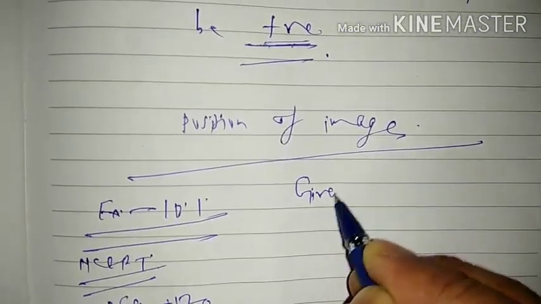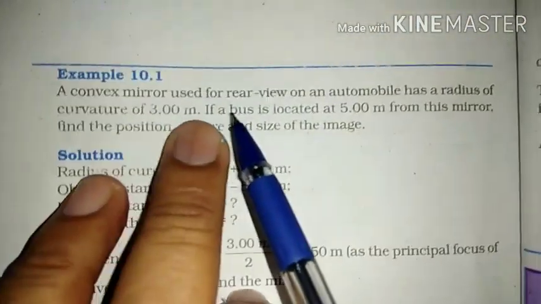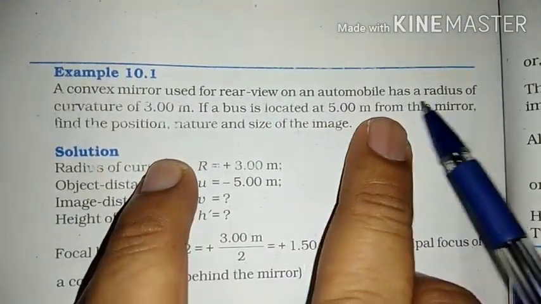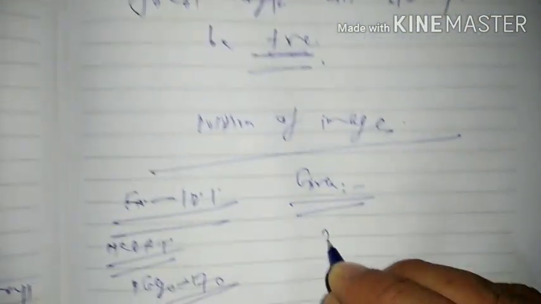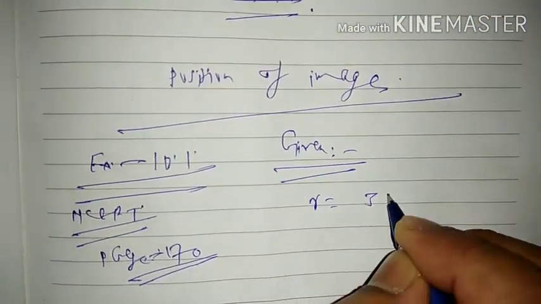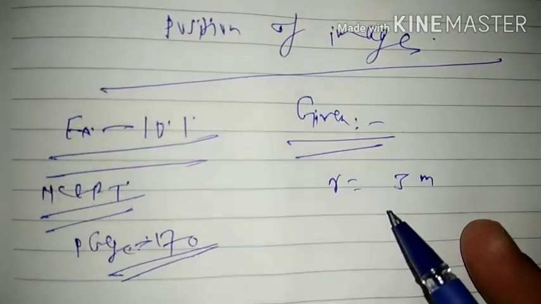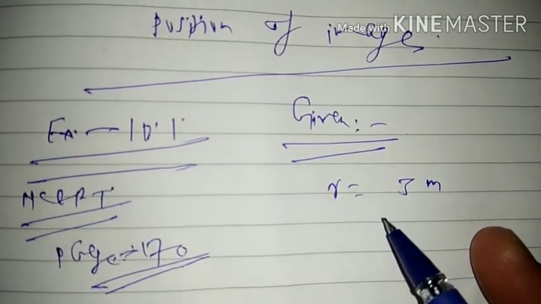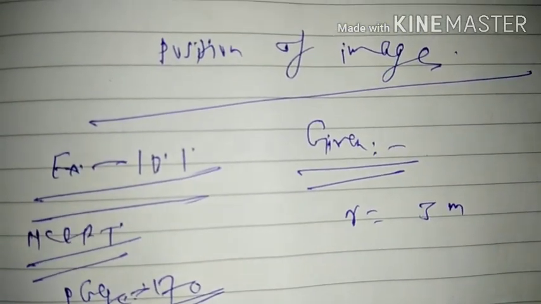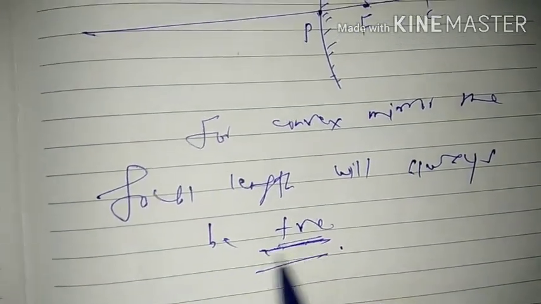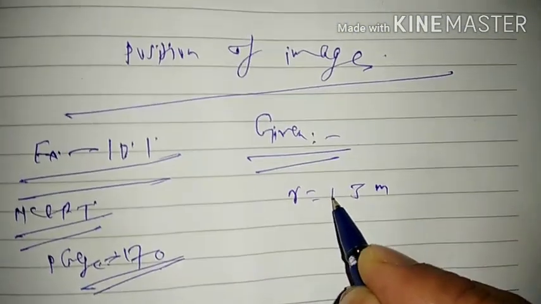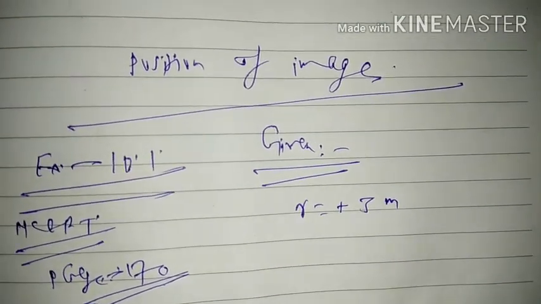So first of all, we shall write the given. What is given here? Once again, see, a convex mirror used for rear view mirror of an automobile has a radius of curvature. So we shall write R is equal to 3 meter, but is this R positive or negative? What is the nature of the mirror? The nature of the mirror is convex, and we have just read what? For convex mirror, the focal length always becomes positive. So radius will always be positive. So R is here plus 3 meter.